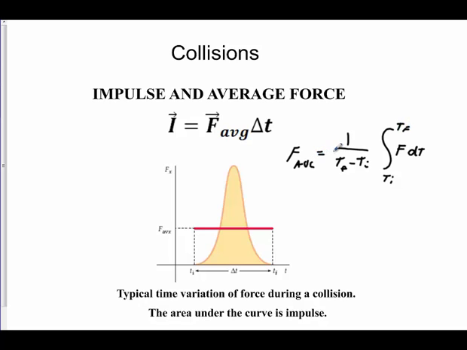When we calculate the average, all we're really trying to say is that the average force during the time of the impact between Ti and Tf would be this distance here. If we multiply this distance by Tf minus Ti, we get the area under the curve. So we can calculate the average force during a collision.